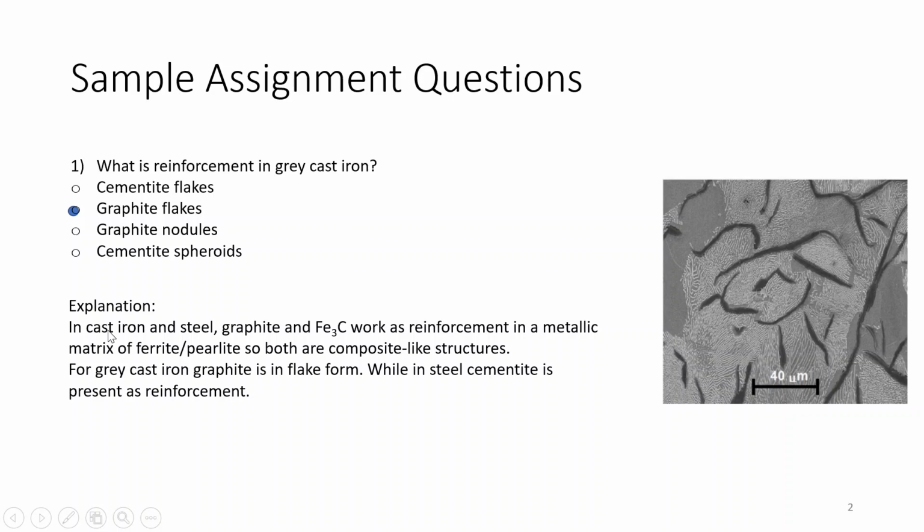In cast iron and steel, they both act as composites, and graphite and Fe3C work as reinforcement in a metallic matrix, which can be ferrite or pearlite.